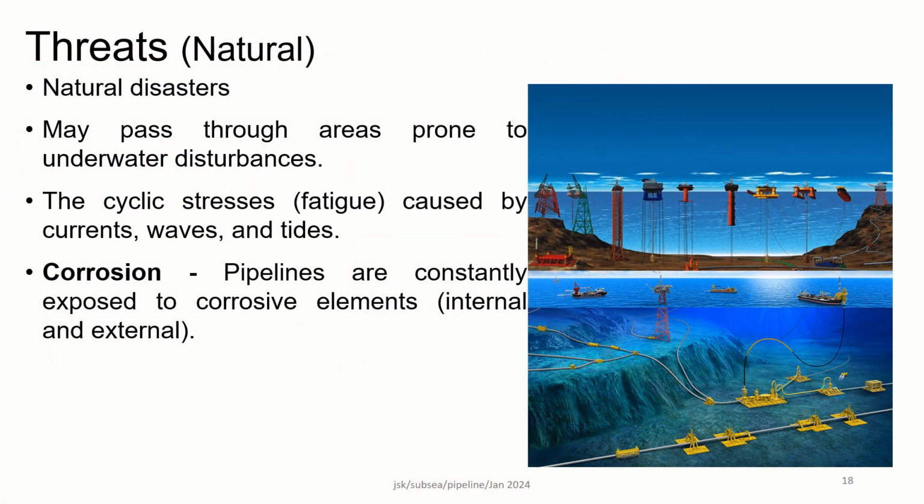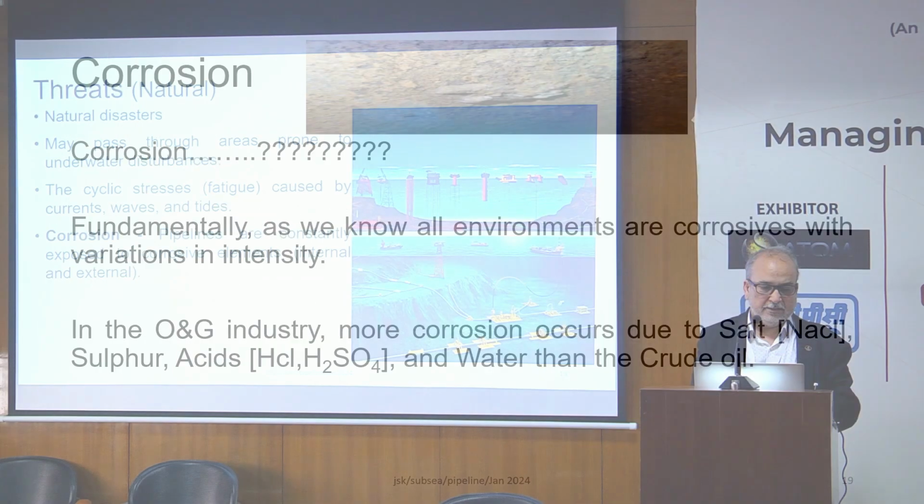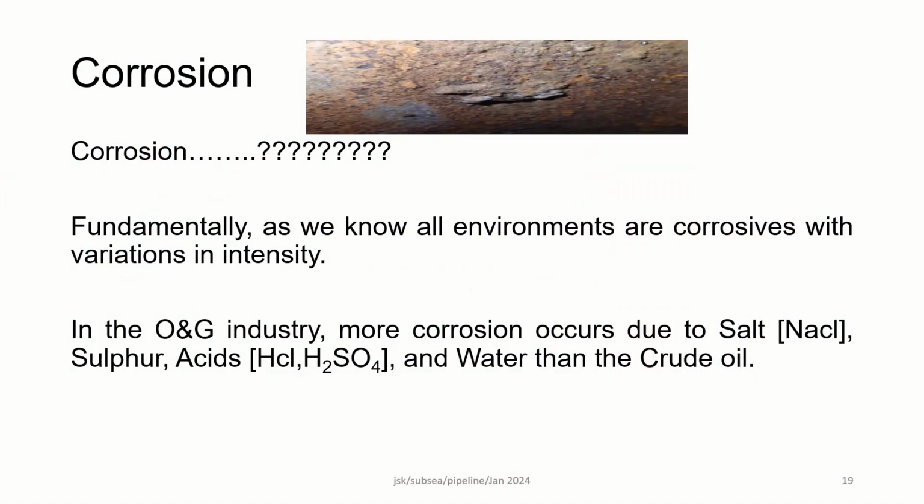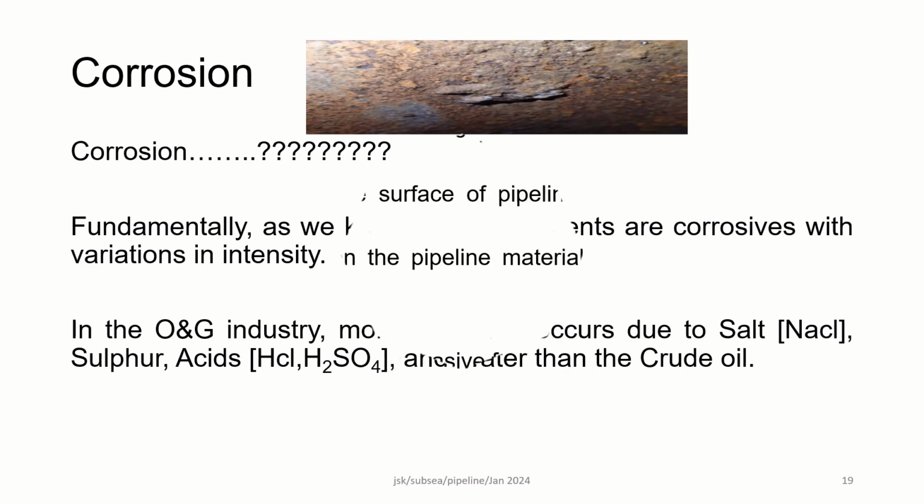As for natural threats, the pipelines may pass through areas prone to underwater disturbances, and cyclic stresses cause fatigue in the pipelines, and corrosion. Pipelines are constantly exposed to corrosive elements, which could be internal as well as external. Fundamentally, we all know, since morning we have been discussing corrosion, and ONGC is not different from other industries as far as corrosion is concerned. In the industry, we have more corrosion other than the crude factors, crude oil and gas.